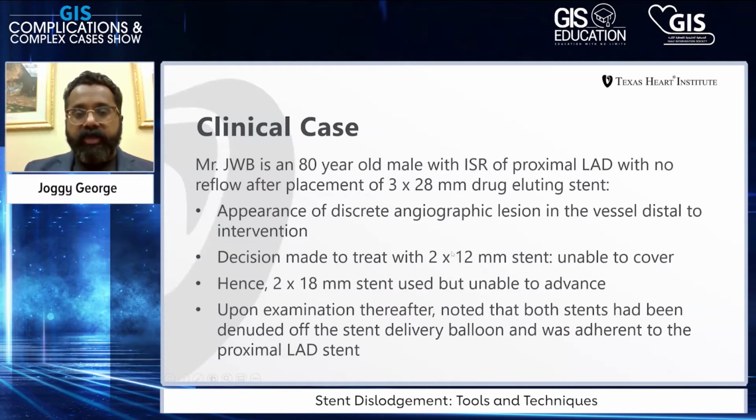So the decision was made to treat with a 2 by 12 millimeter stent, but while the stent was placed across the lesion, there was concern that the stent would not cover the lesion. So a slightly longer stent, a 2 by 18 millimeter stent, was attempted to be used. But the operators found out that although the stent appeared to go beyond into the previously placed LAD stent, it was unable to be advanced. So they took both the stents, the longer stent, the 2 by 18 millimeter stent, was also removed.